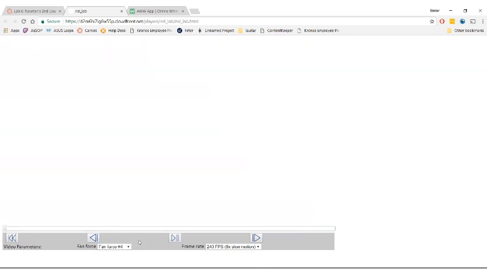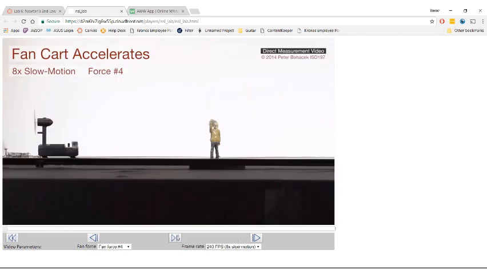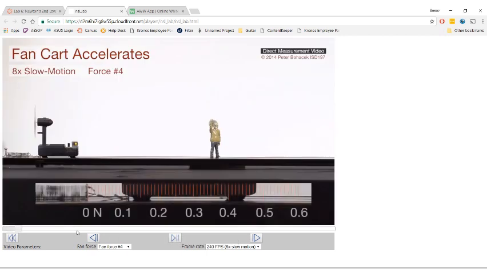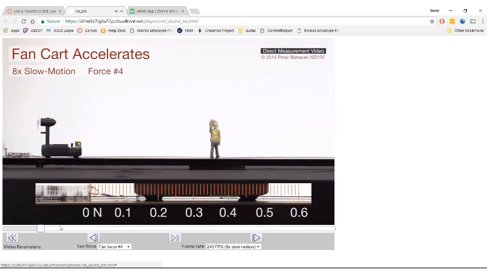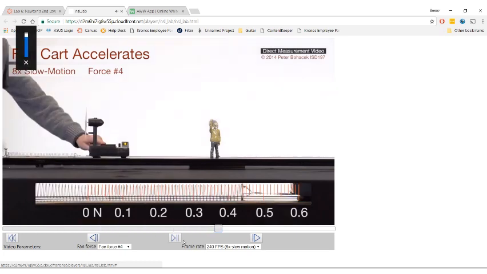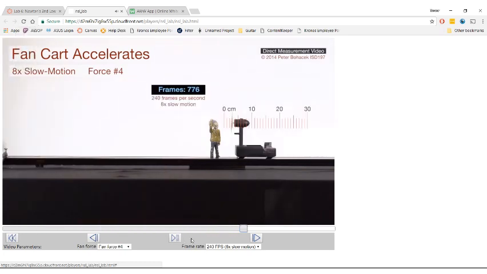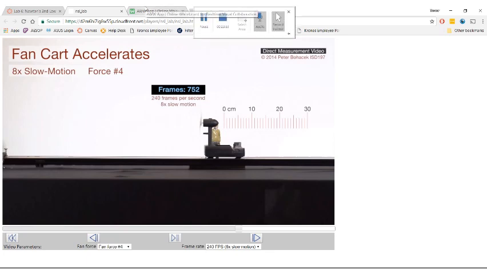And if I go over here to fan force 4, it may line up in a different spot as well. So if I go over here, notice that when the light turns off, the 0 centimeter mark is lined up with about halfway down the cart, whereas in the first video 0 centimeters was right here. So you have to be a little careful about that.